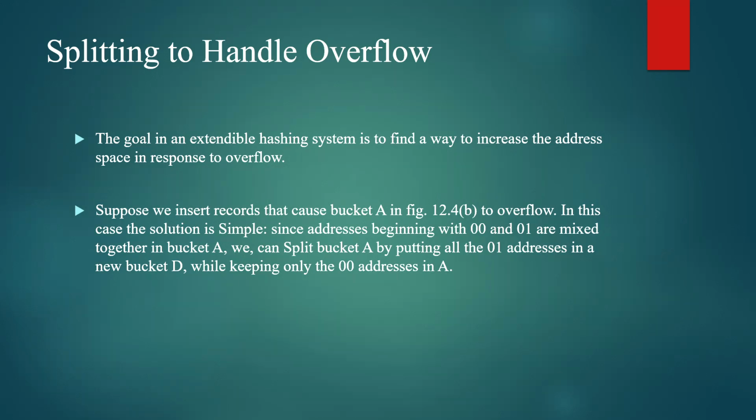Splitting to handle overflow. The goal in an extendable hashing system is to find a way to increase the address space in response to overflow. Suppose we insert records that cause bucket A in the figure to overflow. In this case, the solution is simple. Since addresses beginning with 00 and 01 are mixed together in bucket A, we can split bucket A by putting all the 01 addresses in the new bucket D, while keeping only the address 00 in A.